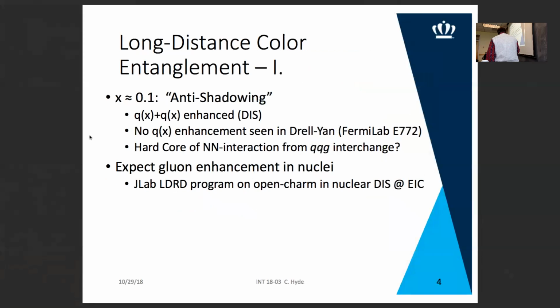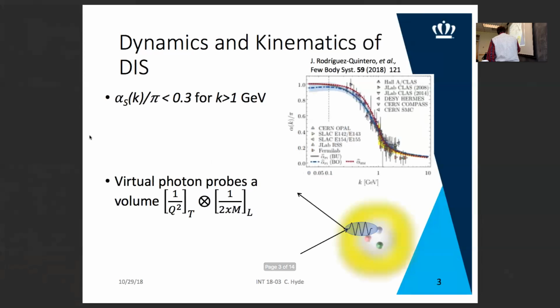And then, so we do our deep inelastic scattering, and the virtual photon is probing a volume whose transverse area is essentially 1 over Q squared, and longitudinal length is 1 over x_B. So as we're dialing the x_B, we're dialing the depth in which we're probing the nucleon, or the length over which we're probing nucleon and nuclear dynamics.